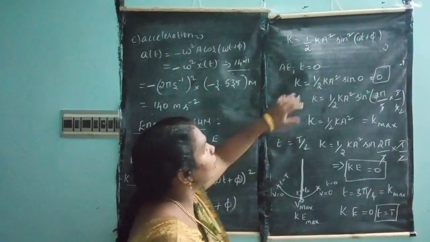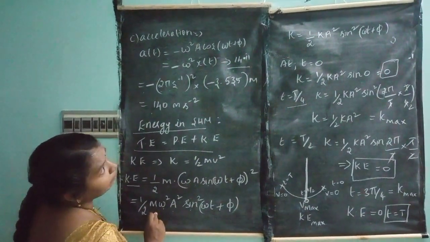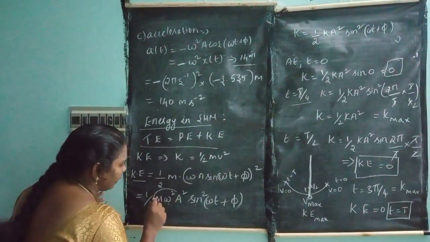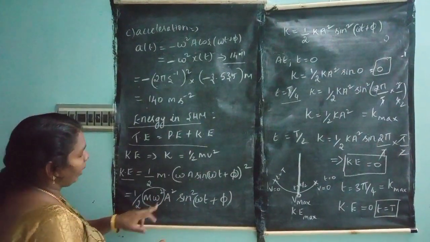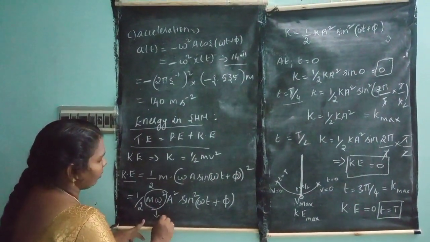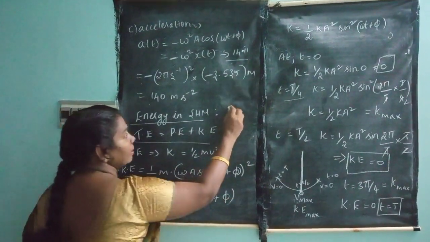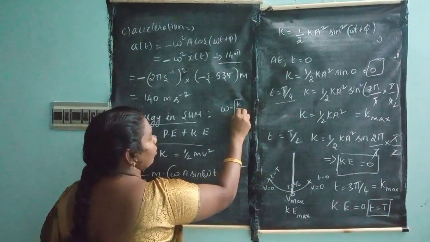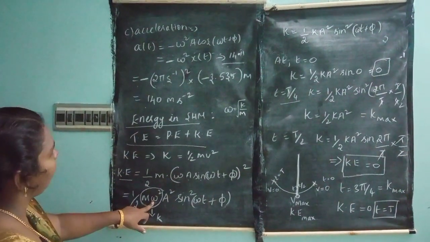Now see here, the term m into omega square is called the force constant. You know that omega is the angular frequency, which can be written as the square root of k divided by m.